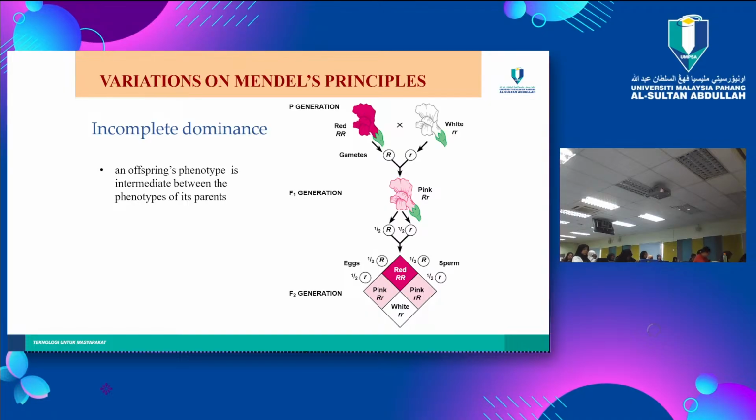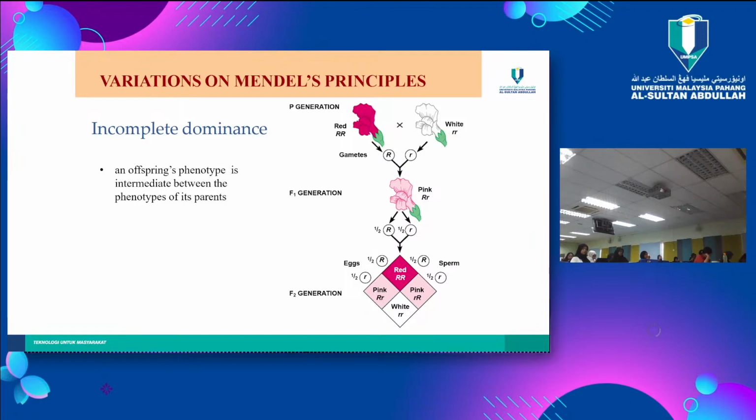So what I've described here, the pure breed homozygous red color 4 o'clock flowers, and also the homozygous recessive of these 4 o'clock flowers, when they breed with each other, we're going to get the heterozygous. So this results in incomplete dominance, pink, when it interbreeds.